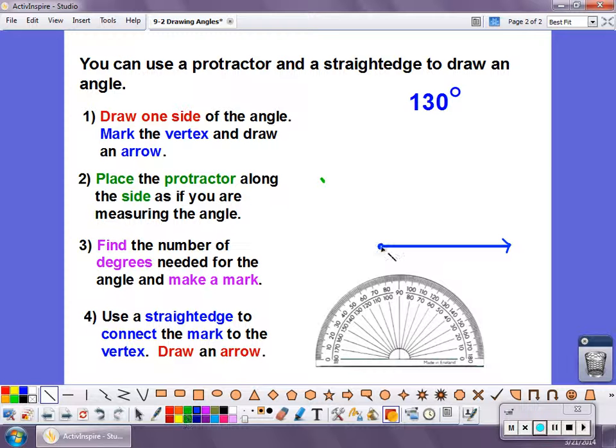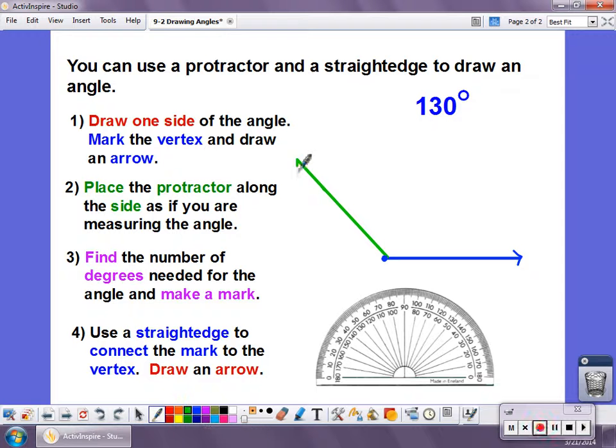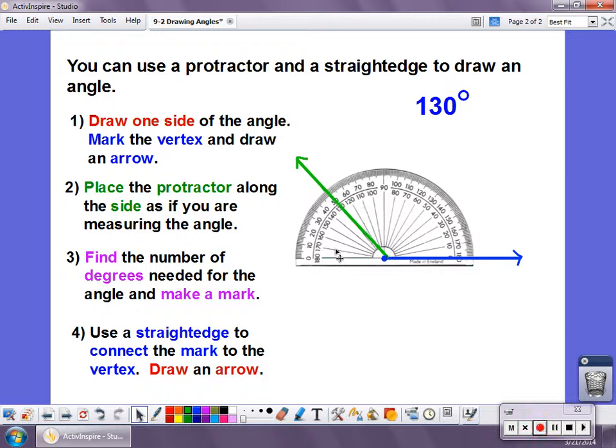So I'm going to take my vertex, I have my straight edge, and I'm going to go from my vertex right up through this point right here, and I'm going to finish it off by putting an arrow on the end of it. And if I just want to double check, I take my protractor and line it up, and I can see that that's 130 degrees.